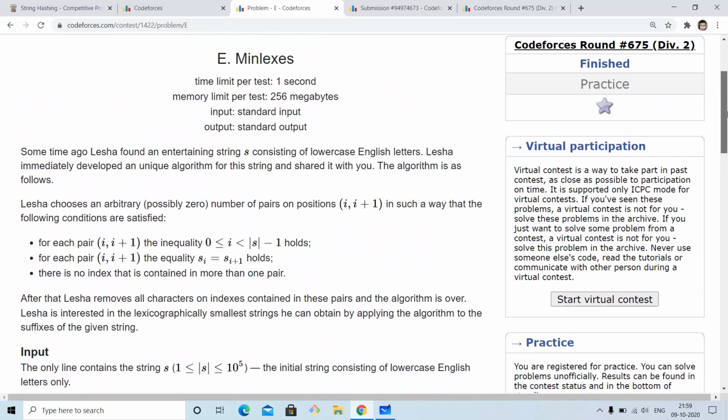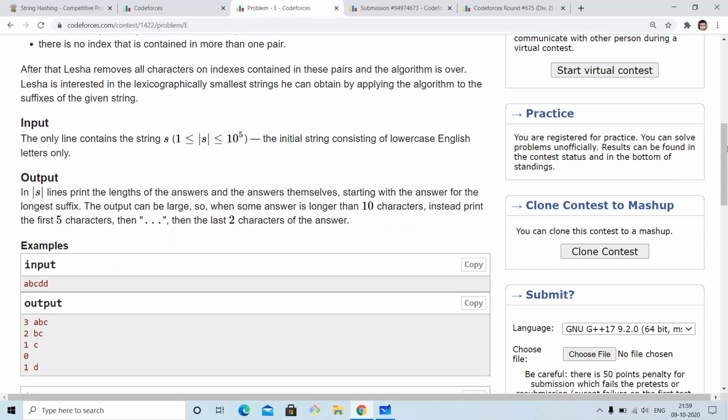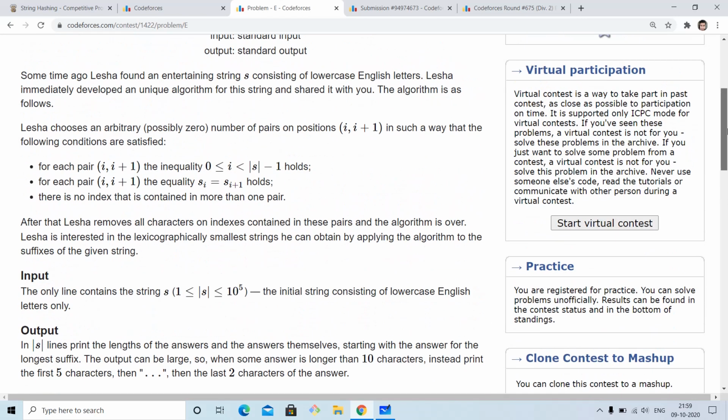The problem is that we are given a string of length 10 to the power 5. For each suffix length of the string, we have to output a number and a string. For a given length, we can select an arbitrary number of pairs at positions i and i plus 1, such that the positions are valid, meaning they lie in the string, and the characters at those positions are equal. Another thing is that we cannot select a pair again.